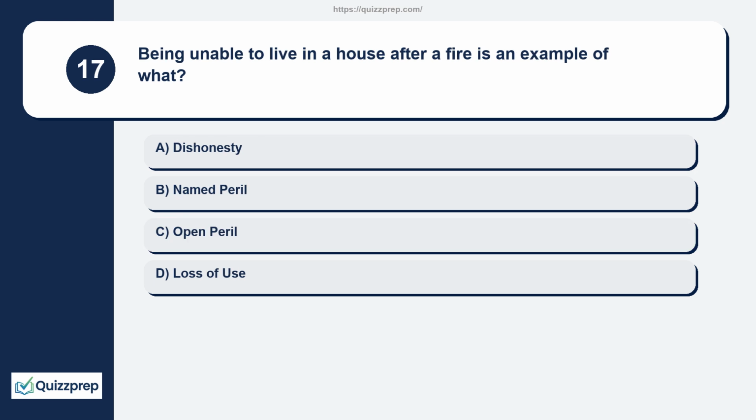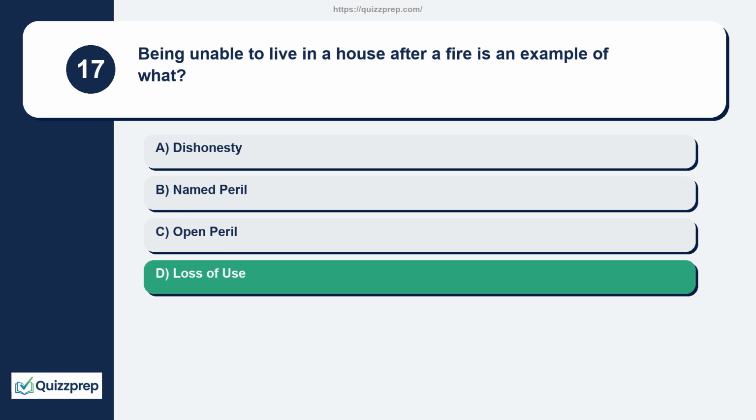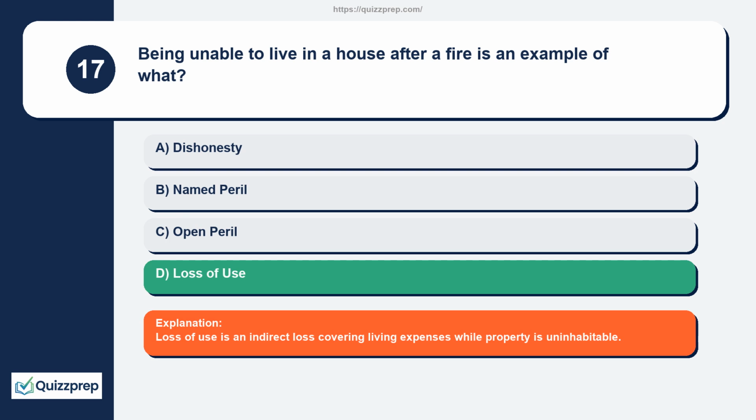Question 17. Being unable to live in a house after a fire is an example of what? Dishonesty, named peril, open peril, loss of use. Loss of use is an indirect loss covering living expenses while property is uninhabitable.